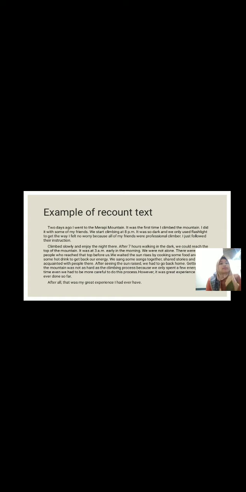Start from now. Two days ago, I went to the Merapi Mountain. It was the first time I climbed the mountain. I did it with some of my friends. We started climbing at 8 p.m. It was so dark and we only used flashlights to find our way. I felt no worry because all of my friends were professional climbers. I just followed their instructions, climbed slowly and enjoyed the night there.